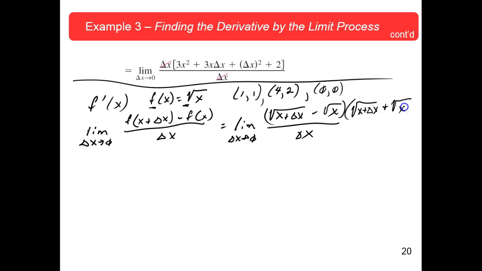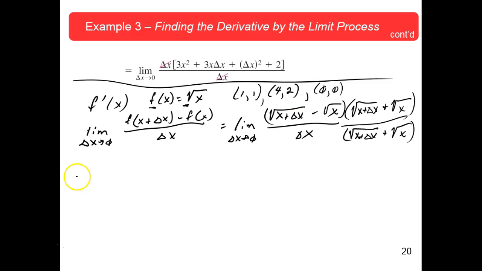Plus the square root of x. But if you multiply the numerator by that, you've got to be democratic about it and multiply the denominator by the same thing: square root of x plus delta x plus the square root of x. Okay? So, let's sock it to that numerator.